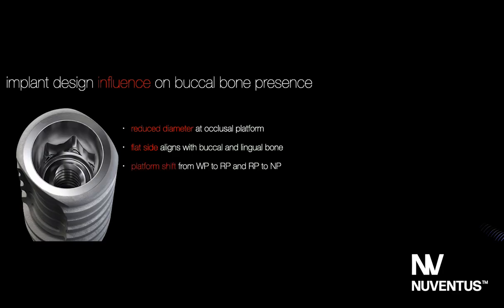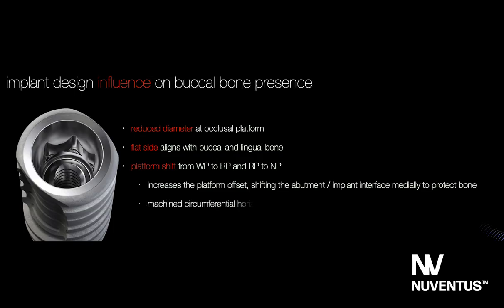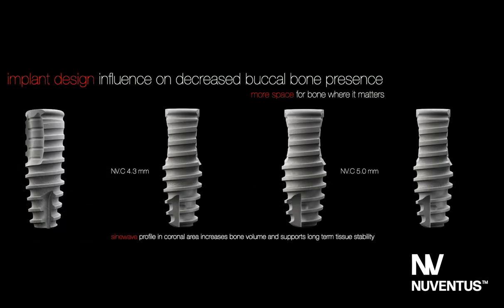And obviously the implant has a platform shift, and it has a rather big platform shift. So with the increase in the platform shift, we shift the abutment implant interface, which is always the crucial part in a two-stage system, more medially, in order to protect the bone. And it's a combination of a machined surface, the ring around it, and a horizontal offset in a textured surface. So we know that this then subsequently will give us a stable tissue level.